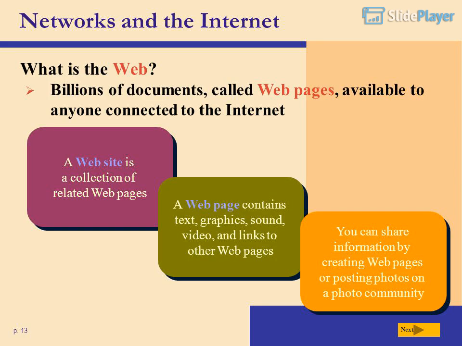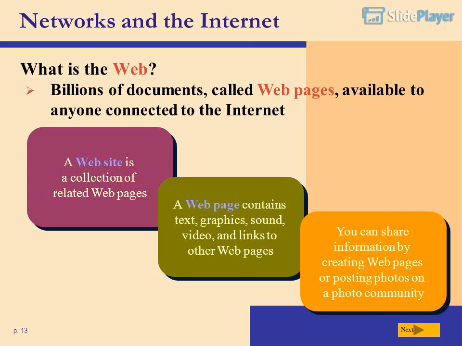Next, networks and the Internet. What is the web? Billions of documents, called web pages, available to anyone connected to the Internet. A website is a collection of related web pages. A web page contains text, graphics, sound, video, and links to other web pages. You can share information by creating web pages or posting photos on a photo community.